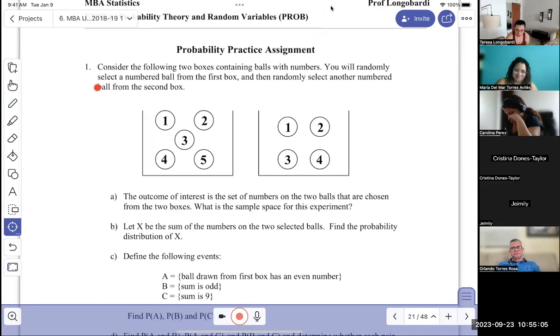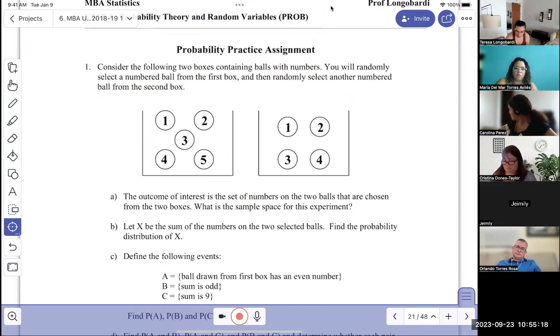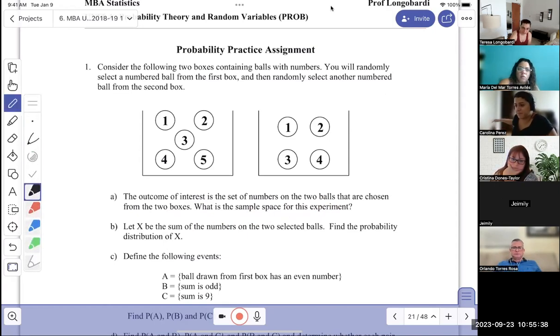Okay, so then let's do this. Consider the following two boxes containing balls with numbers. You will randomly select a numbered ball from the first box and then randomly select another numbered ball from the second box. Demonstrate the outcome of interest, which is the set of numbers on the two balls that are chosen from the two boxes. What is your sample space? So try that. Let's take 5 minutes to do that and take a little break, okay? So let's see you back here at 11.